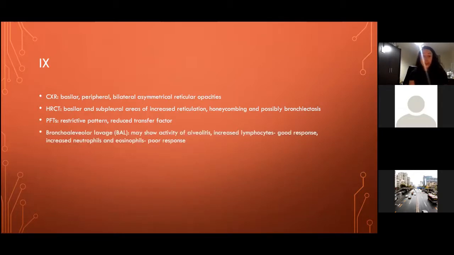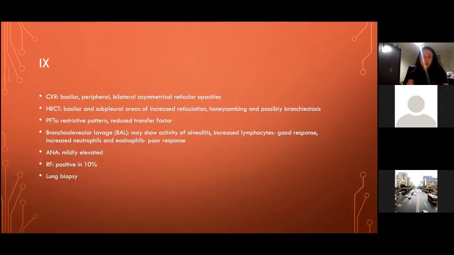Bronchoalveolar lavage may show activity of alveolitis. It may show increased lymphocytes, which would suggest a good response to treatment, or if there are increased neutrophils and eosinophils, that would suggest a poor response. ANA, so anti-nuclear antibodies, can be elevated in about 10 to 20% of people, though generally only mildly. Rheumatoid factor can be positive in about 10%.